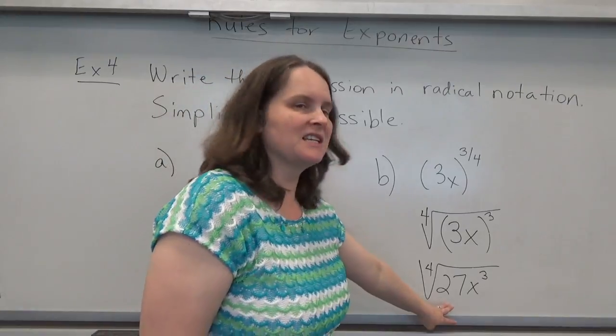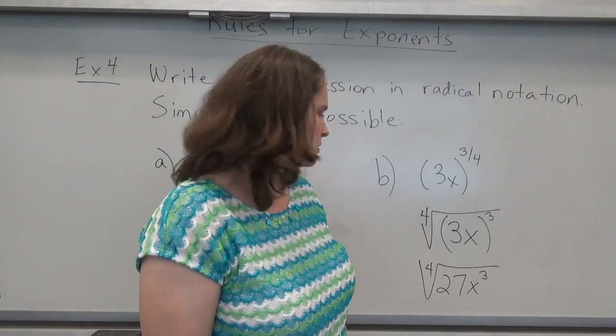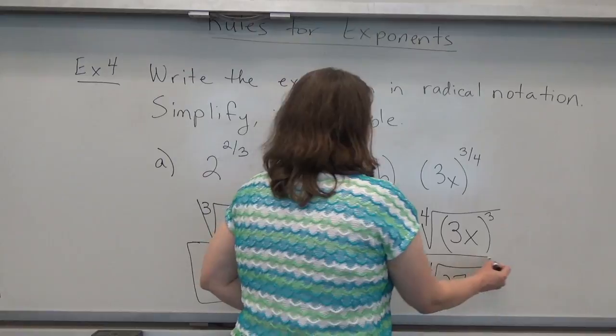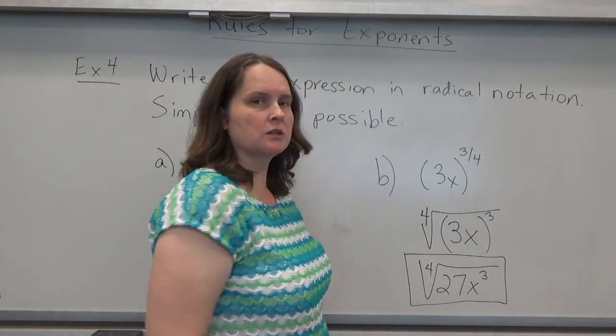And this is, of course, 3 to the third. Nothing comes out there either. So this is our fully simplified answer, the 4th root of 27, x to the third.